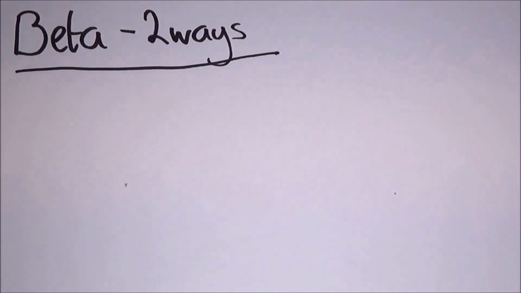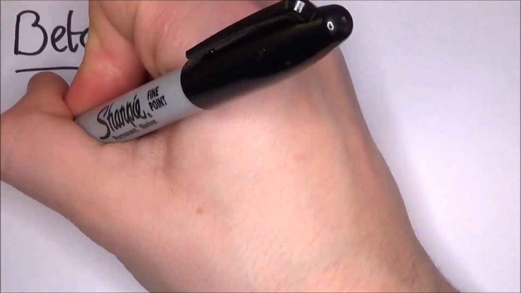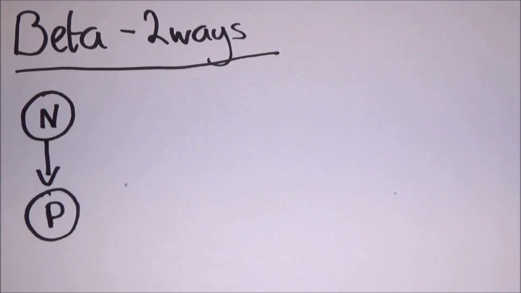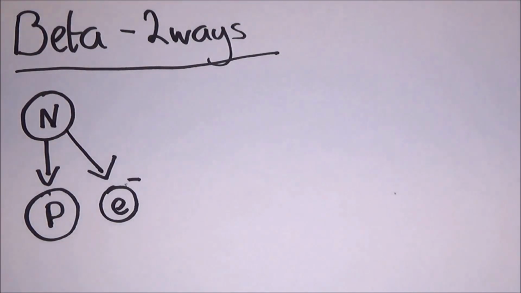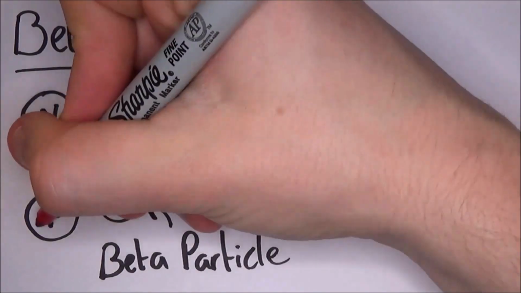Beta radiation can happen in 2 ways. The first way is when a neutron collapses into a proton. As the neutron is slightly heavier and has no charge, the extra mass and a little bit of negative charge is released in the form of an electron, which is a beta particle.